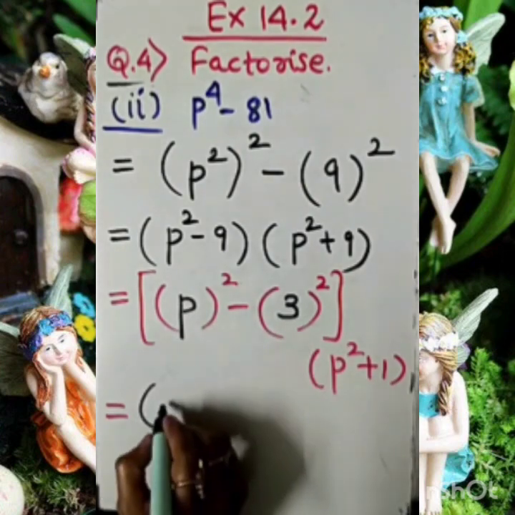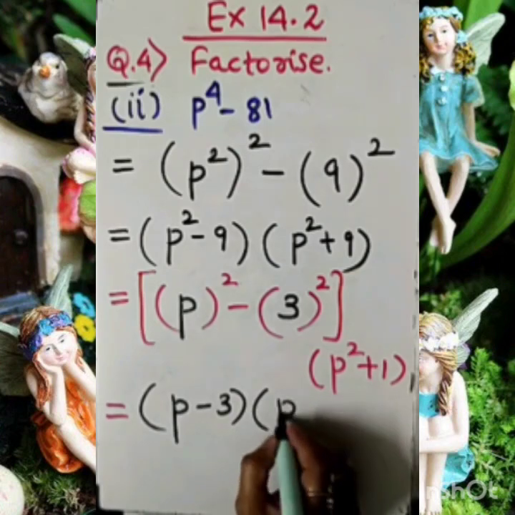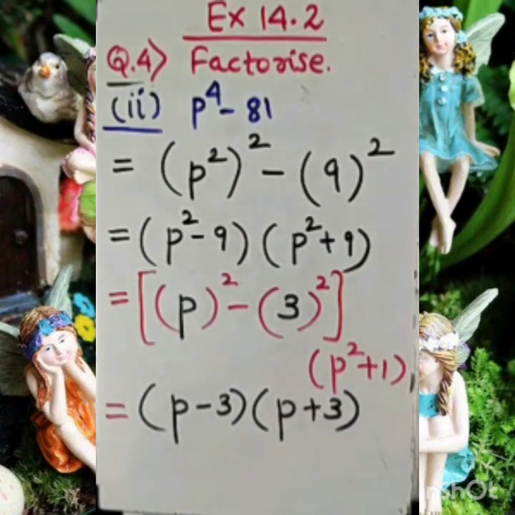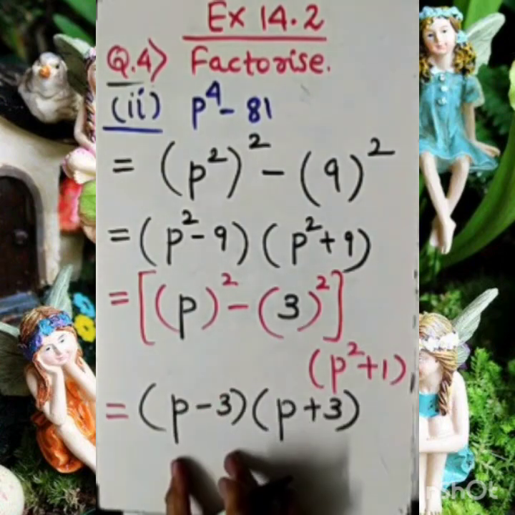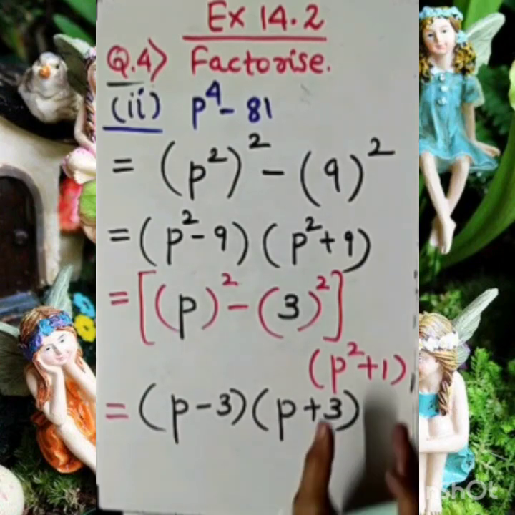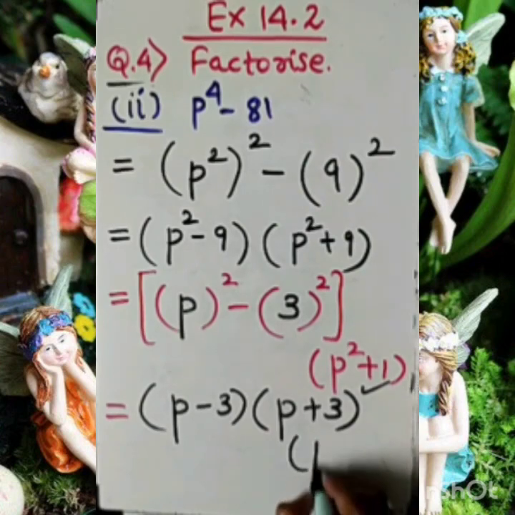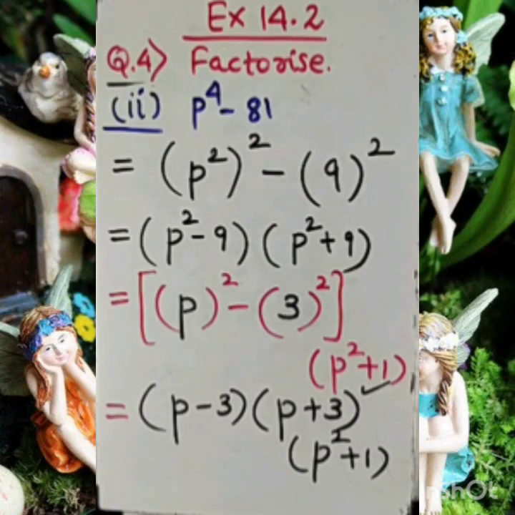So I need to mention here one time minus, p minus 3, and one time plus, that is p plus 3, after applying the third identity over here. So p minus 3, p plus 3. One time minus, one time plus, and this is extra. This is an additional term. So I'm mentioning p square plus 1. So this is the complete solution of question number 2.